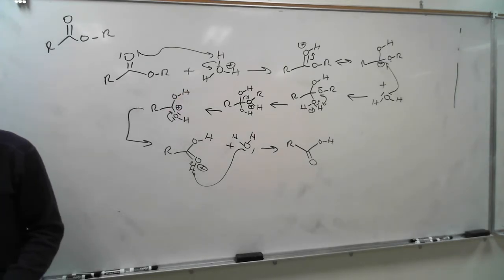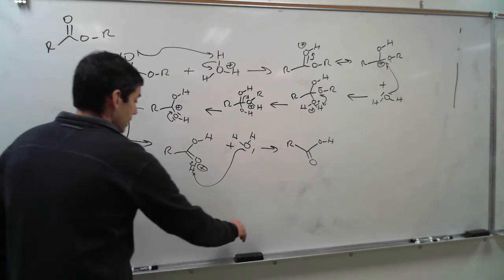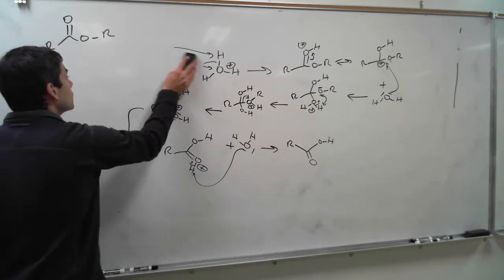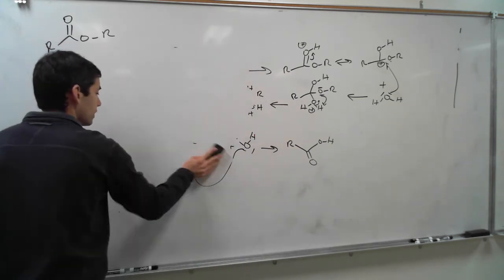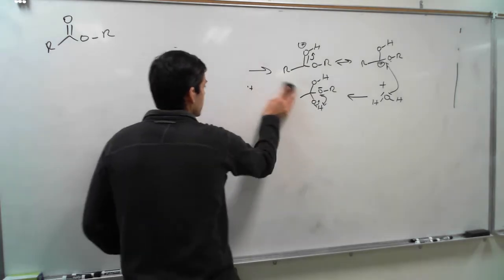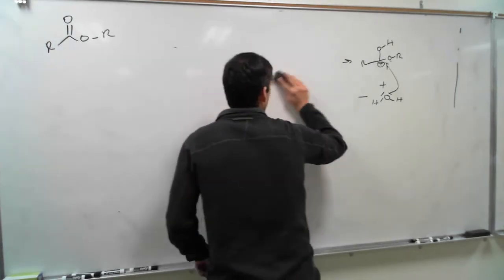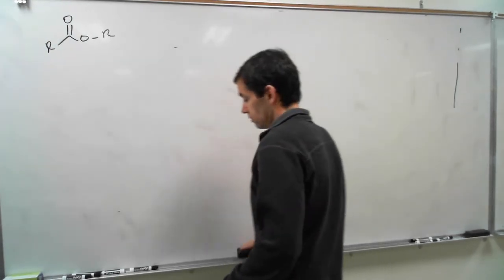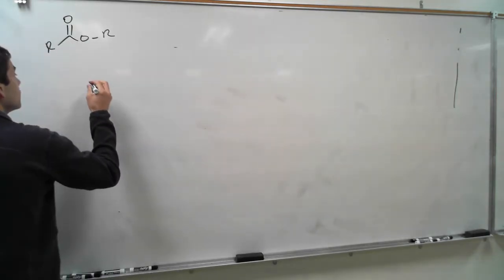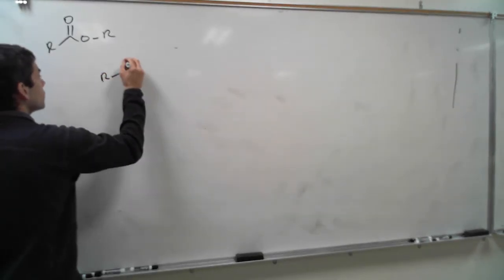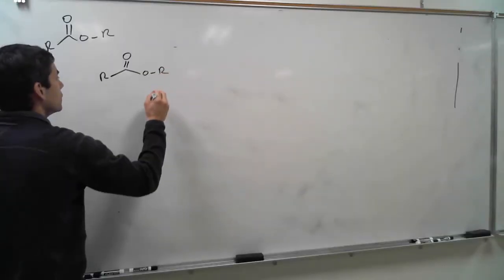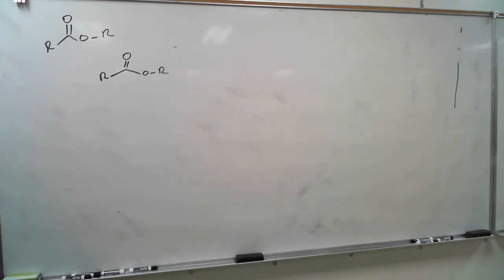So let's look at a couple more reactions with our ester. All right, we take our ester, and we have two ways now to turn it into a carboxylic acid, either under basic conditions or acidic conditions. Let's look at our ester now with lithium aluminum hydride.